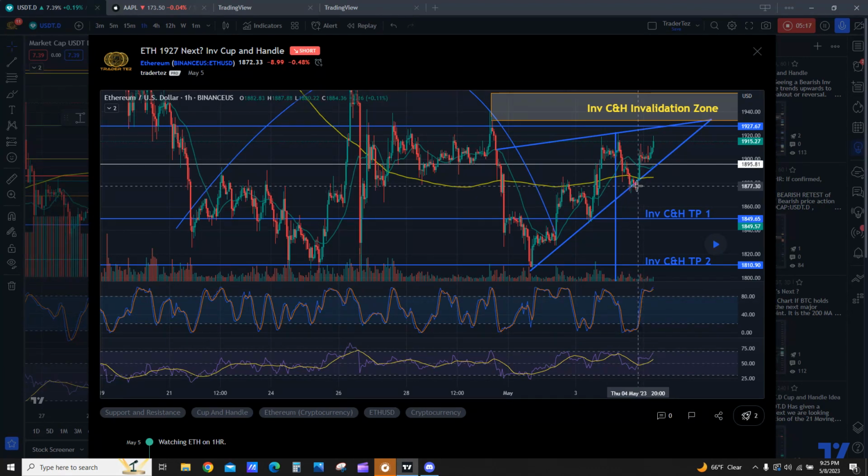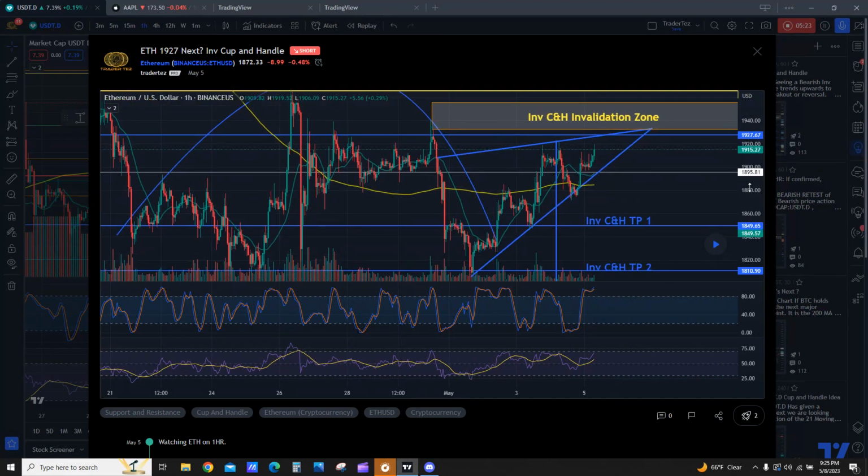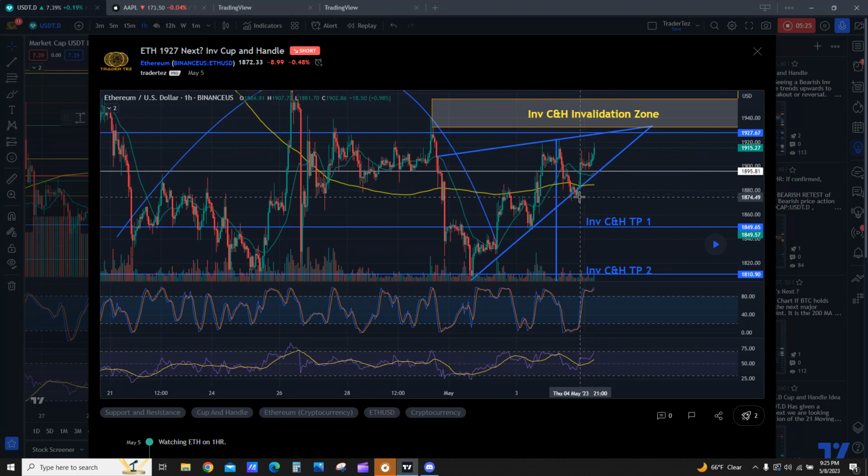So I actually bought here around 878, and I rode it all the way up to 1927, just using this pattern being at the bottom of a bearish pattern and having the 200 MA as support. Also, the stochastic RSI is pretty low. If it's down here, you can consider that a buy signal, as well as RSI. When it crosses 50, you're looking for an uptrend.